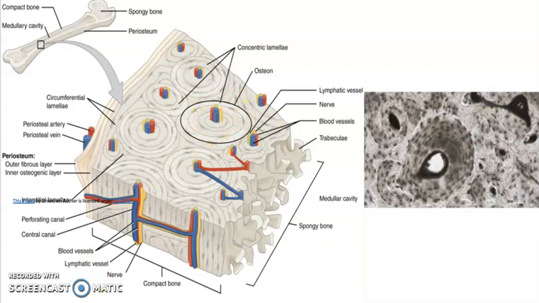Notice we have another type of lamellae. We call them circumferential lamellae. You see here? Straight, covers all over the bone.